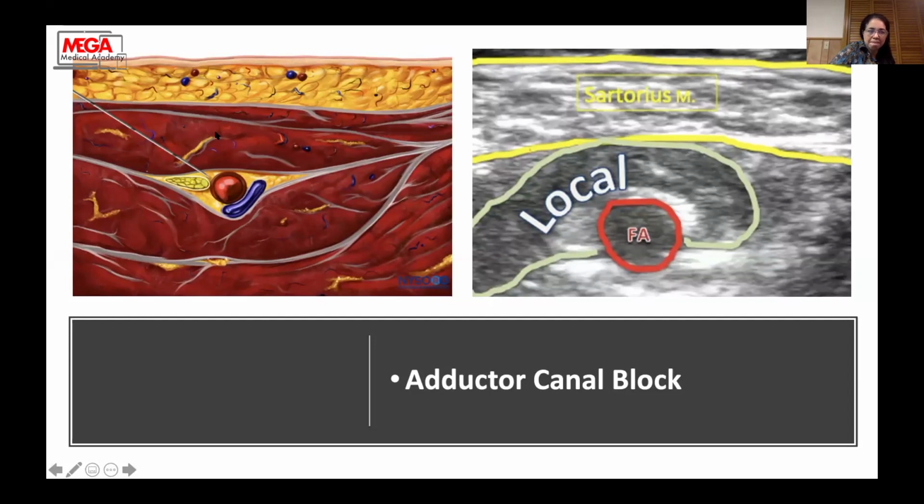So this is a simplified illustration. This is the sartorius muscle, which is directly underneath, and then you see the artery, and with an artery there is always a vein, and this is the saphenous nerve.